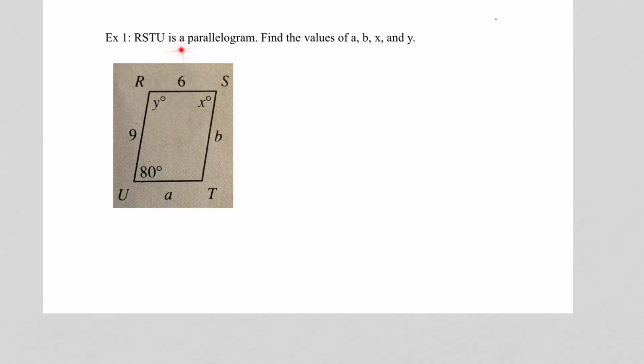Okay, we're given that this is a parallelogram, so we want to find all these values. Well, first of all, x has got to be 80 because those angles are the same. So we'll say x equals 80. The opposite sides are the same, so let's say A is 6 and B is 9. And finally, these are supplemental, so x, which is 80, plus y is 180, so y must be 100.